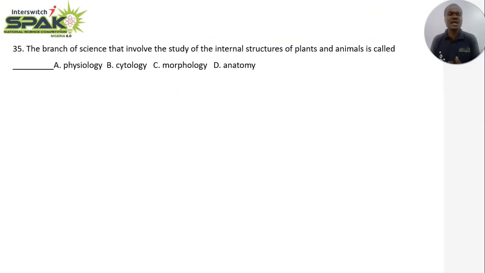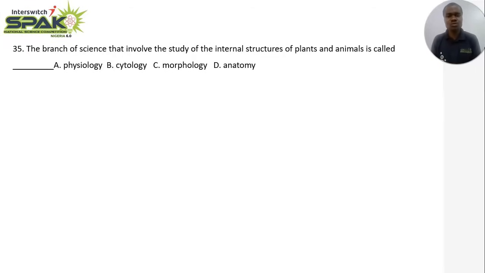The branch of science that involves the study of the internal structure of plant and animal is called what? A, physiology. Physiology deals with functions within an organism. B, cytology. Cytology is the study of cell. C, morphology. Morphology is the study of the external body structure of an organism. We can talk about plant morphology, and we can have animal morphology.